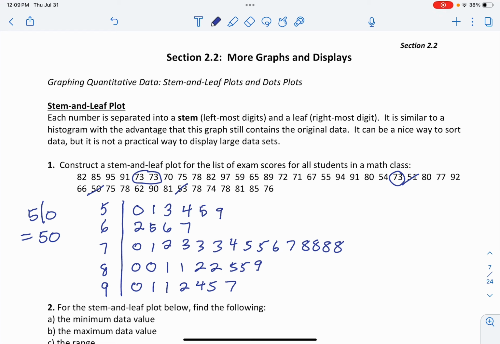So the cool thing is you still have all the data values, and you still have the pattern. If you turn your head to the side, it still has the feature of a histogram, if you think about these as bars. So you still get that feature. But again, if you had like 1,000 data values, this would not be good, unless you had some sort of computer program that could generate it. And even then, it might not be the best way.